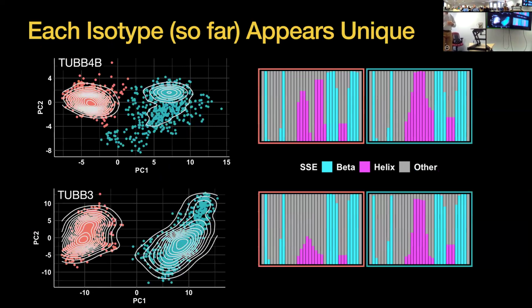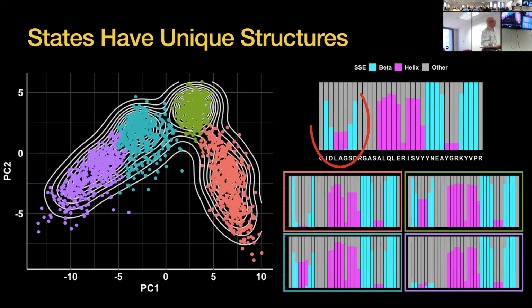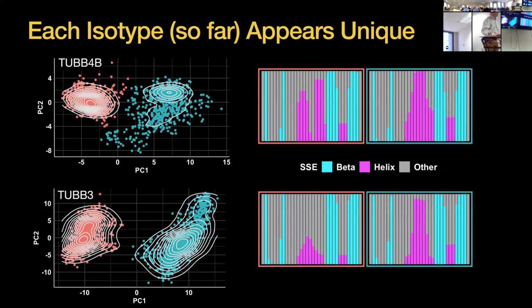Moving on to 2 of these other isotypes. So here we saw these 4 states. When we move into tub B4 and tub B3, each of these seems to only exhibit 2 different states. And instead of seeing this variation in structure at this N-terminal part, it actually is all variation in these helices kind of within the middle of the peptide. So we're seeing different structures.